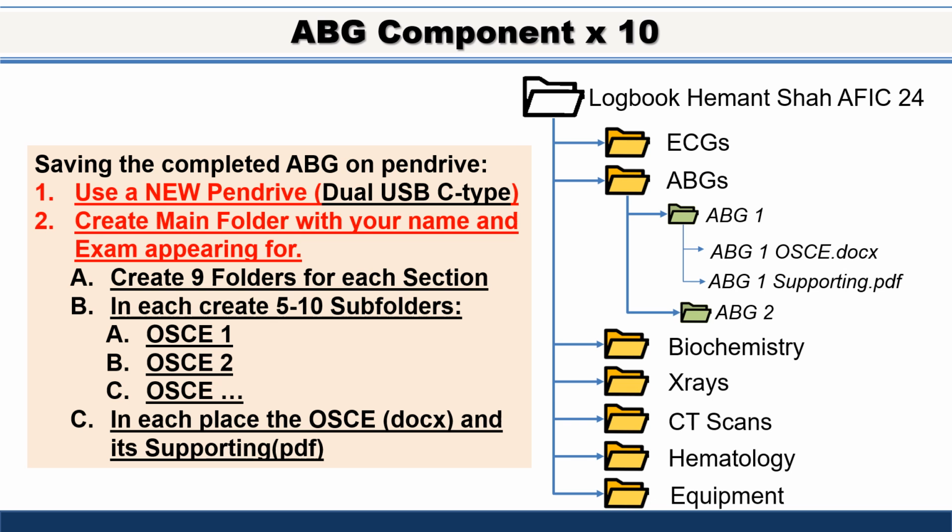Then under each ABG subheading, like ABG1, I will put in 2 files. One is the completed template, which will be in docx format, and the supporting, which will be in a PDF format. And once I've done this, I will collapse ABG1 and go on to completing ABG2, etc. And you will do the same thing for all the various components in your logbook.